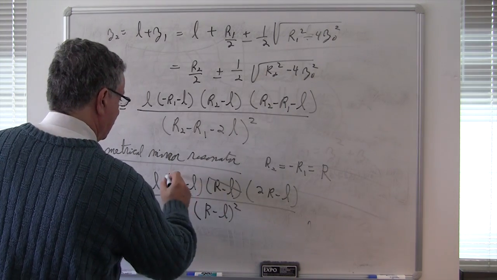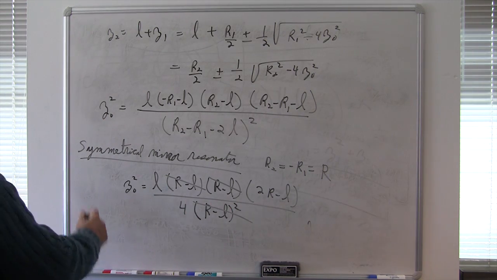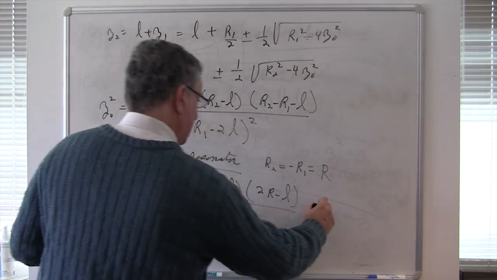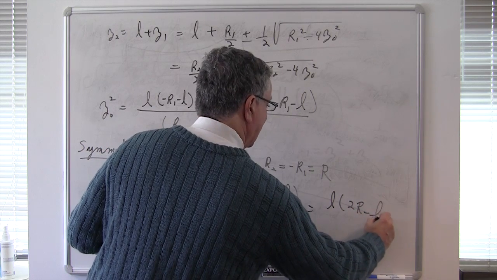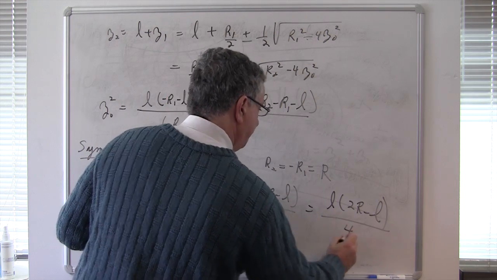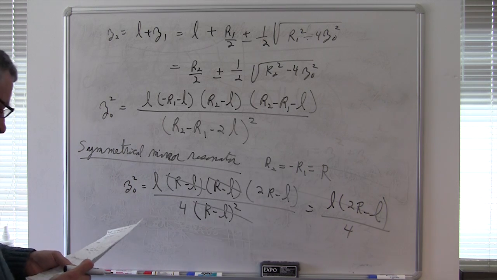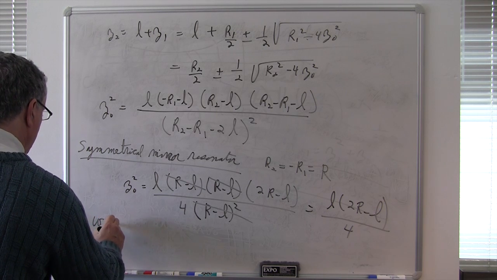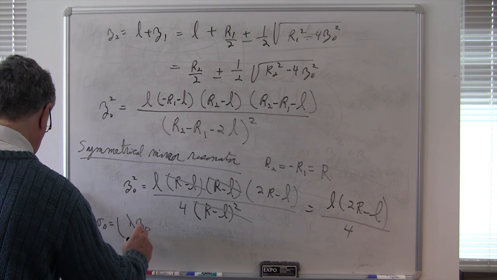Now R minus L times R minus L is R minus L squared. So we find that Z0 squared in the case of the symmetrical mirror resonator is just given by L times 2R minus L divided by 4. That's Z0 squared for a symmetrical mirror resonator. Now, you know that W0 is simply related to Z0 via this expression here.